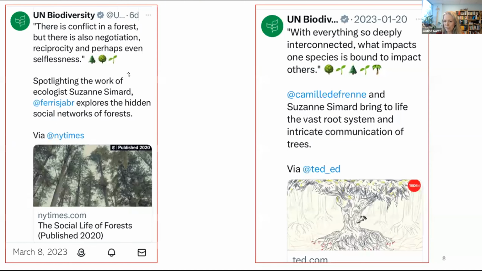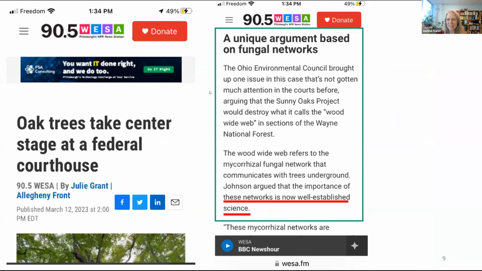And it doesn't just stop there. In March alone, UN Biodiversity put out several tweets showcasing the Wood Wide Web, the social networks of forests, and the role of the root system in communicating with trees. So it's everywhere, literally. And this is something new that I found. Someone actually sent it to me. It's a newspaper article out of Pittsburgh, from March 12th. And most recently, the Wood Wide Web has been used to argue why forests shouldn't be cut down.